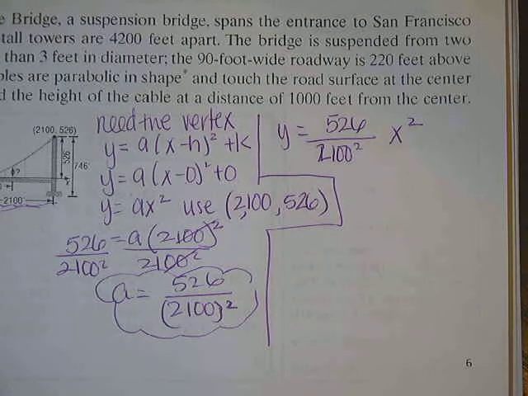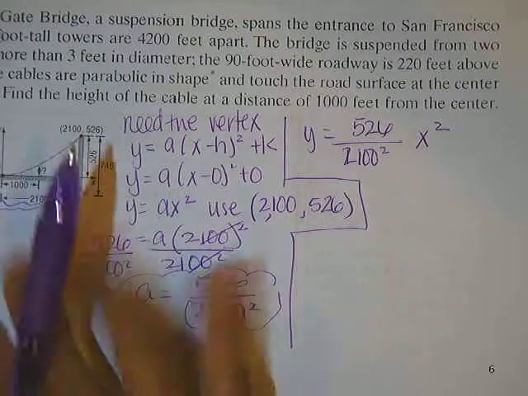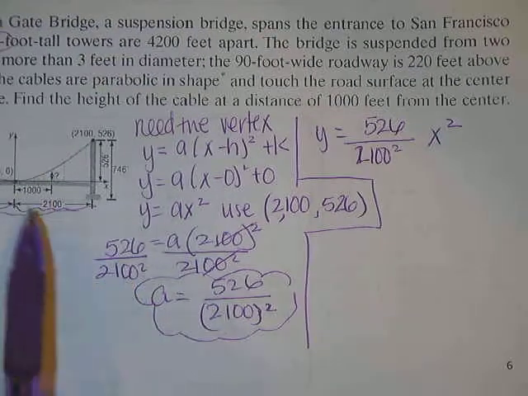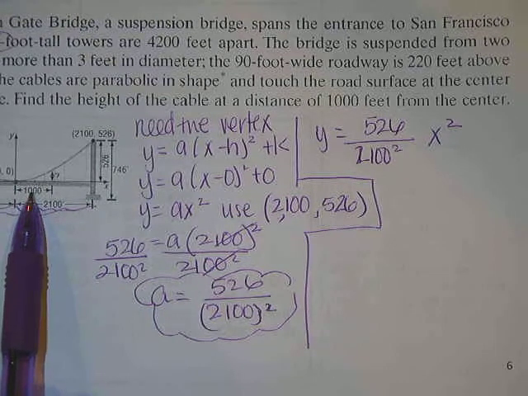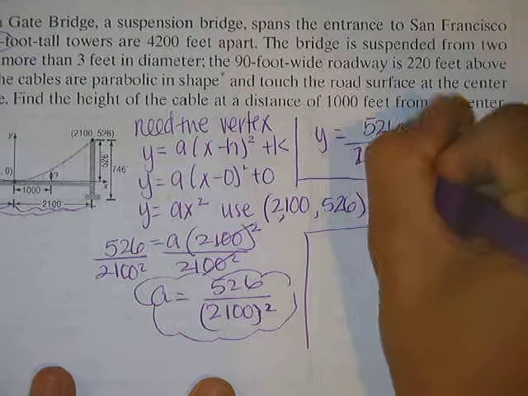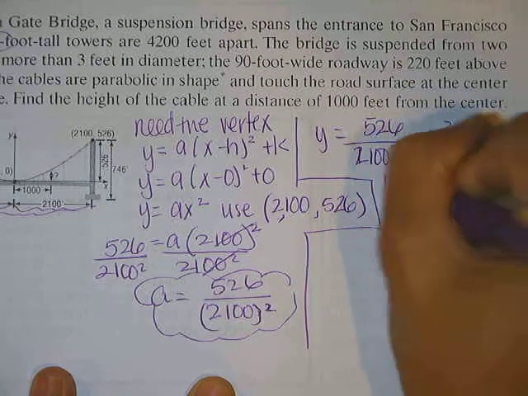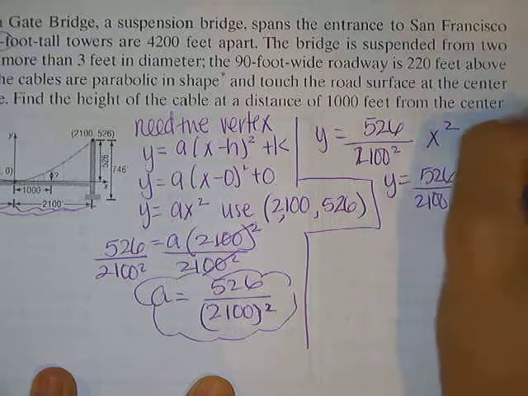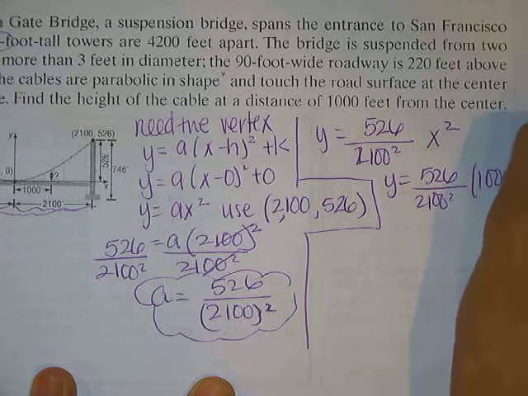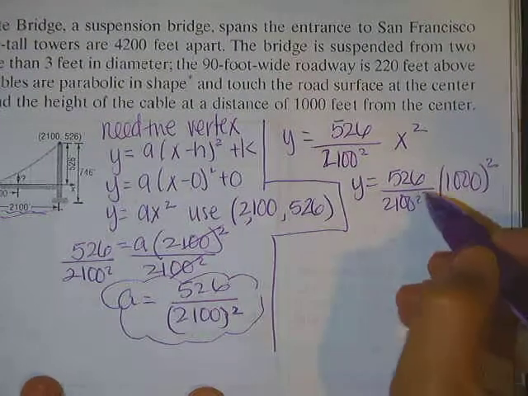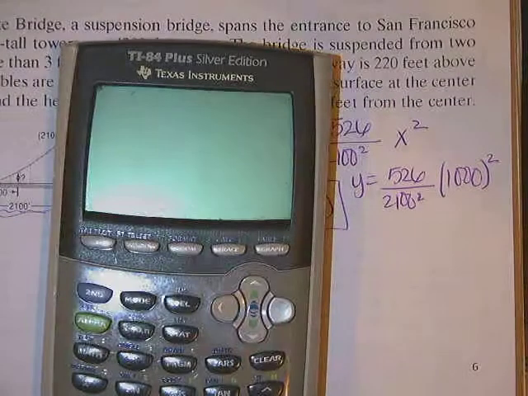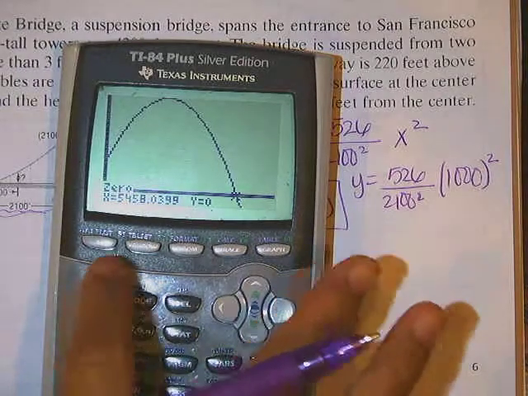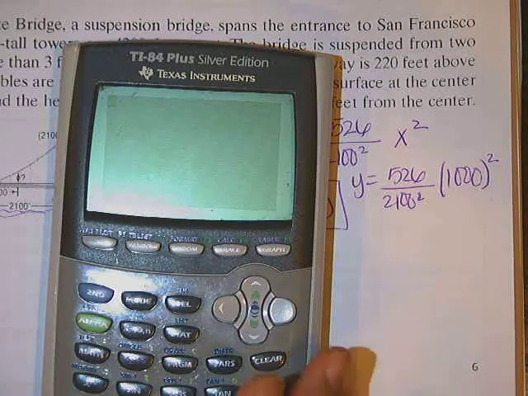So what I want to know now is, how do I find the height if I have 1,000 feet from the center? All I have to do is put in 1,000 for x. So here we go. Y equals 526 over 2,100 squared times 1,000 squared. This is when a lot of things will cancel each other out. I'm going to use my calculator, but when you use your calculator, you have to be very careful of where the parentheses go.